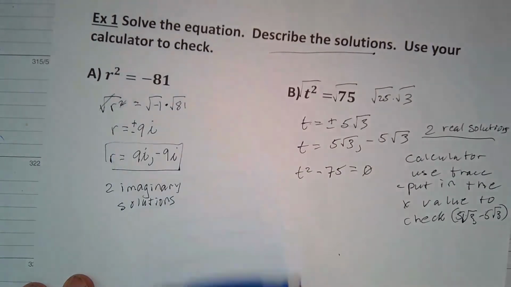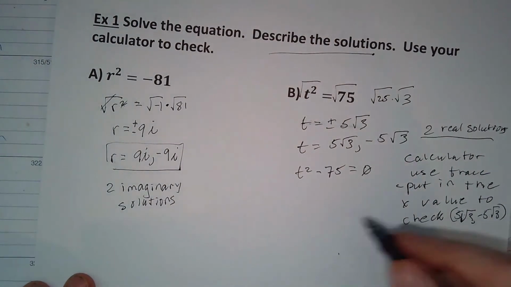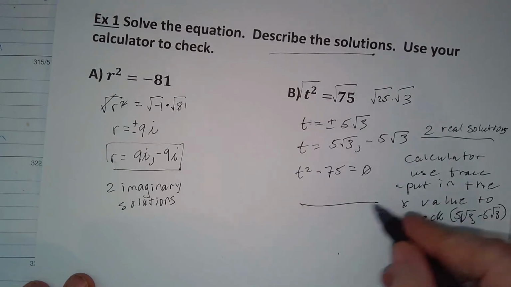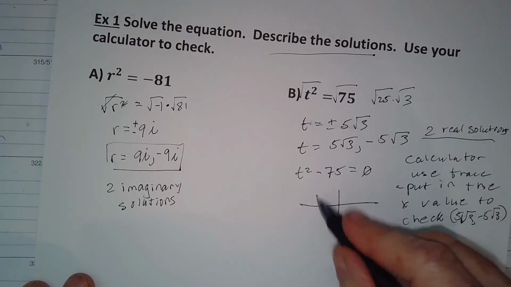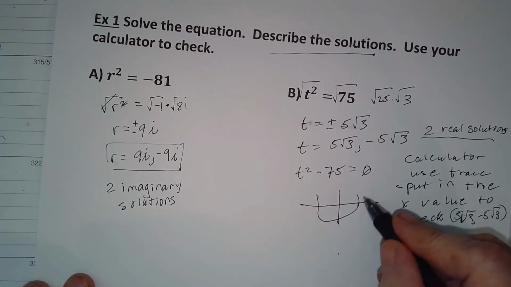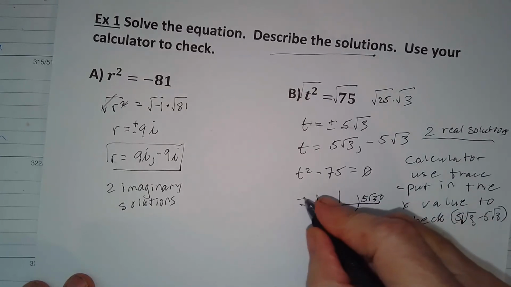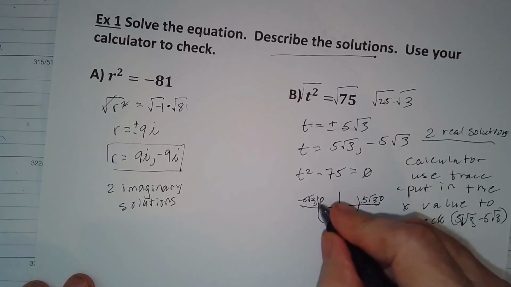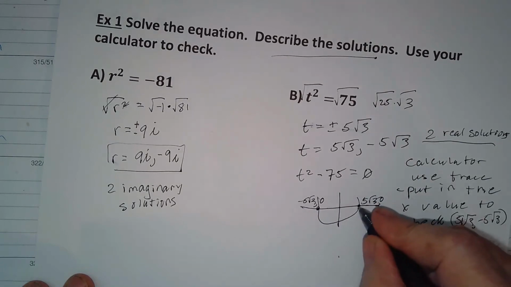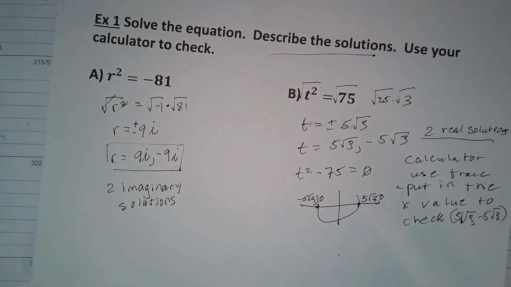All right. You know, we know what it would look like if we set it up. It looks just like this. And this is 5 square root of 3, 0. This is negative 5 square root of 3, 0. Right here and right here. Okay? Let's move on.